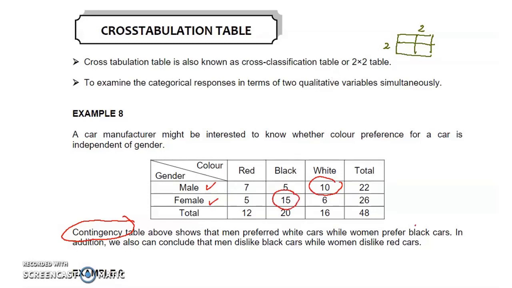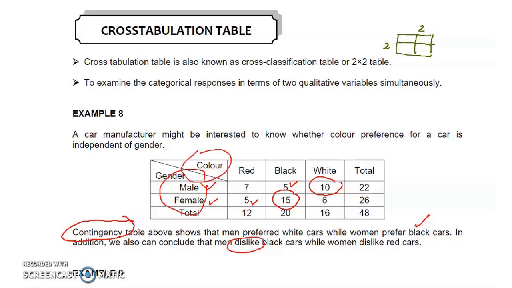So you make some brief comment. In addition, we also can conclude that men dislike black cars. Dislike means that you look at the lowest. Male lowest is 5, while women dislike red cars, lowest in female. So that's how we can use a cross tabulation table or contingency table to describe or represent our qualitative data here.